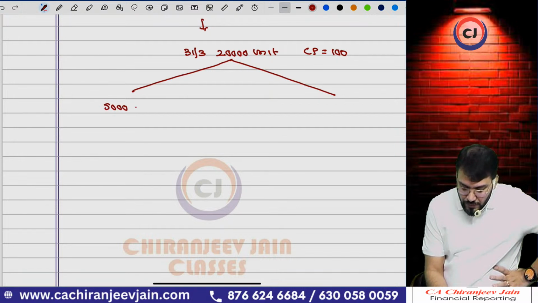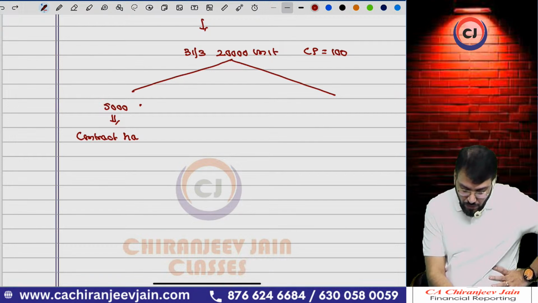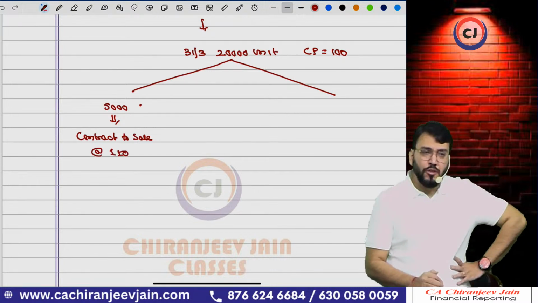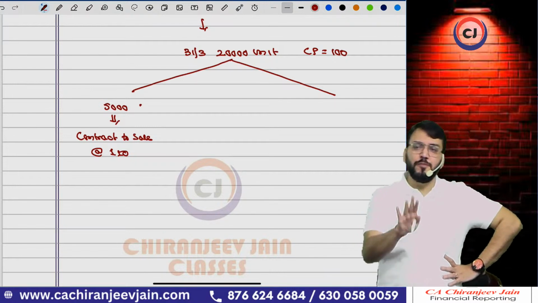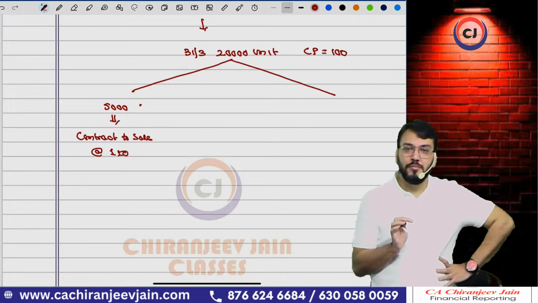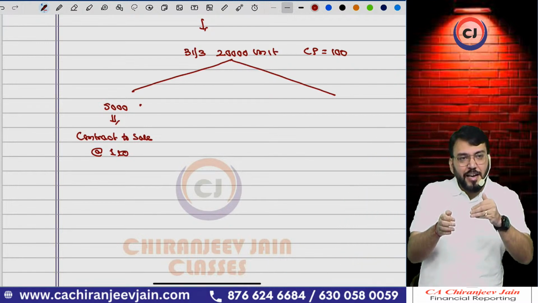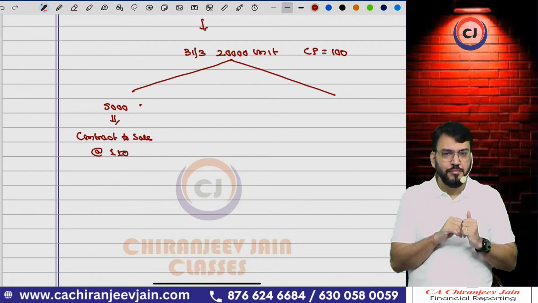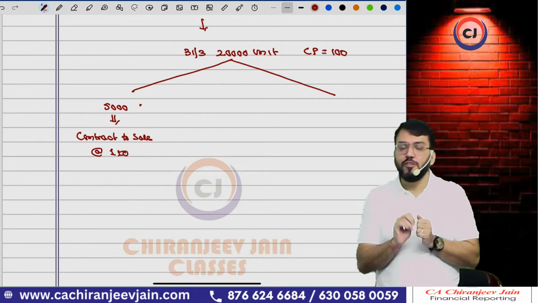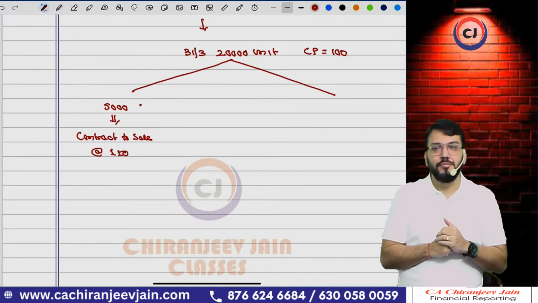Now out of this, on 31st March, 5,000 is under a contract. 5,000 for which a contract has been made. The contract to sell at 110. Understood? Already contract has been done on 31st March or before 31st March to sell at what? 110. The contract has been done. The invoice might be prepared. The question is that is it an inventory or sale?